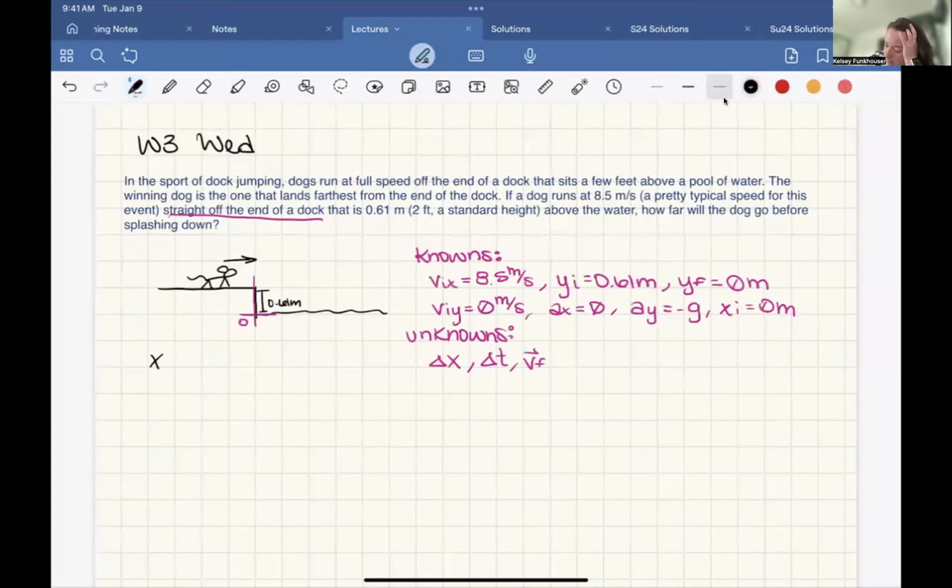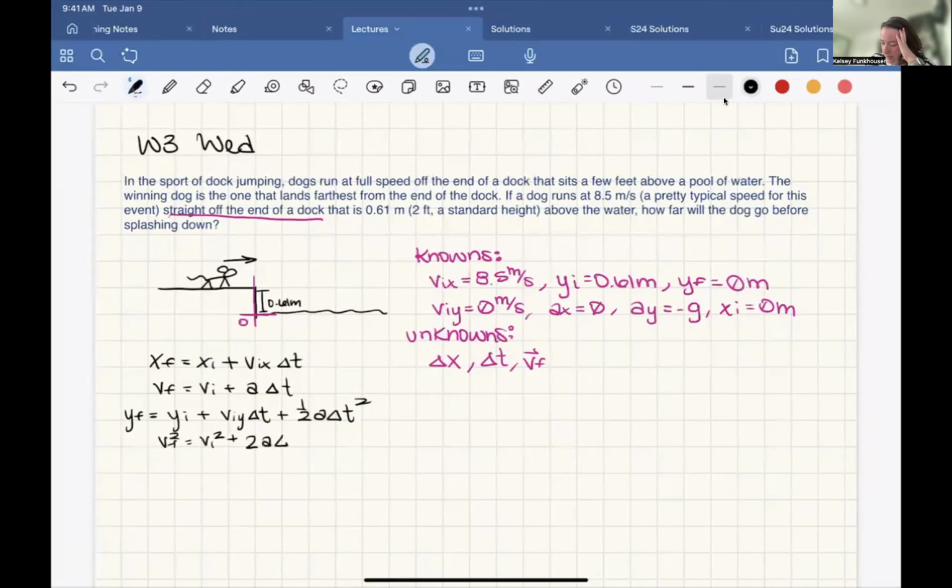Let's see. So x final equals x initial plus v initial x times the time interval. v final equals v initial plus acceleration times the time interval. y final equals y initial plus v initial y delta t plus 1/2 a delta t squared. And finally, v final squared equals v initial squared plus 2a times the displacement in y.